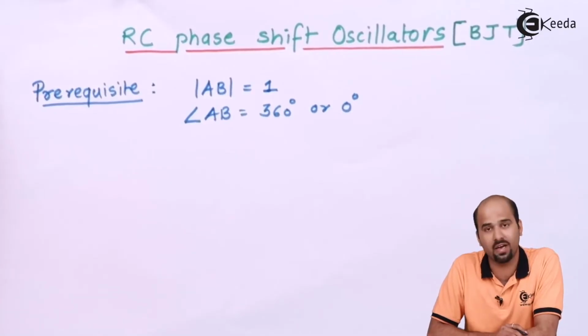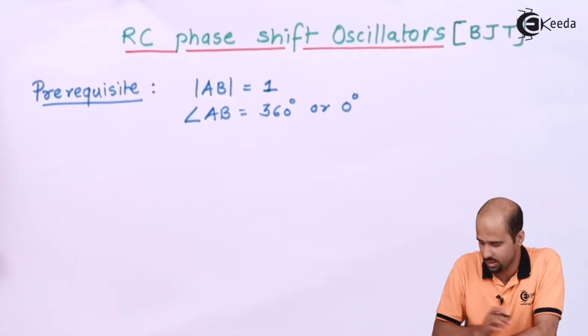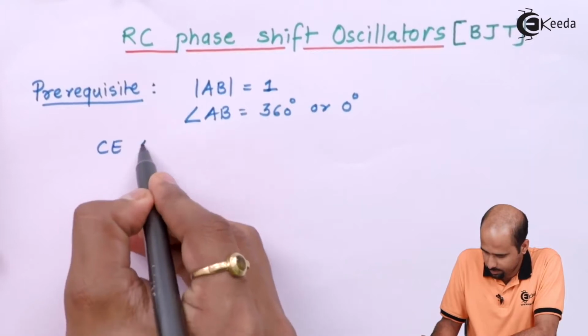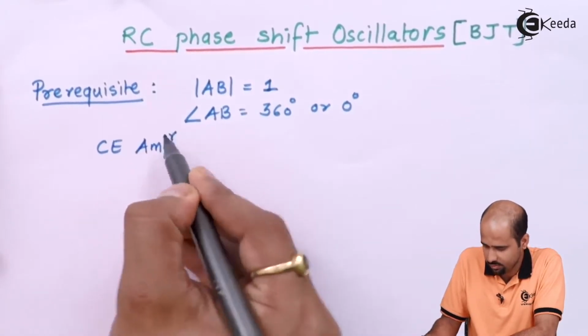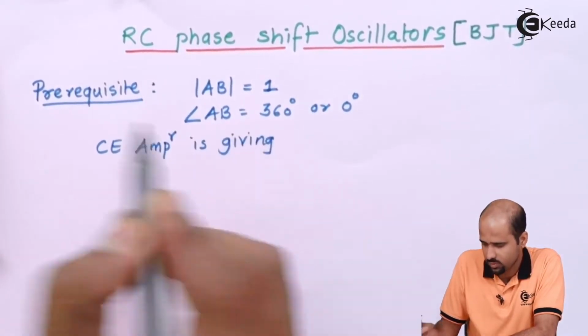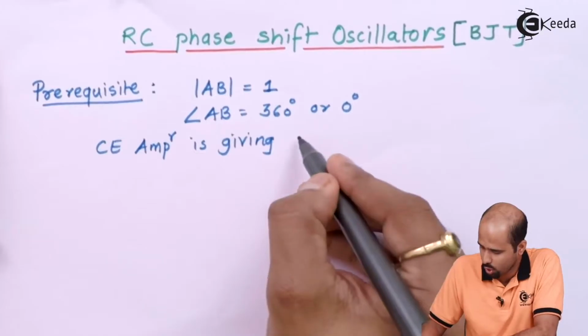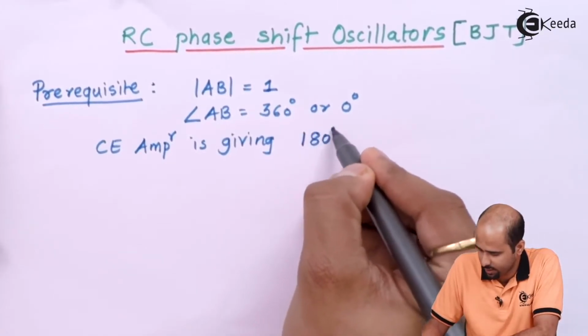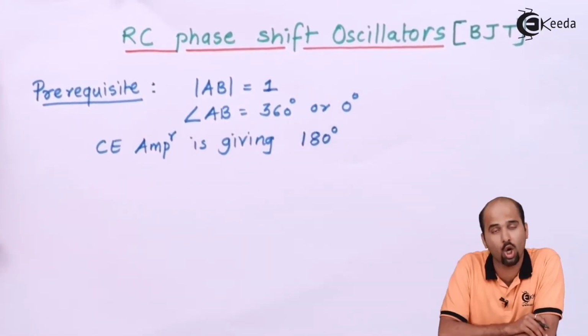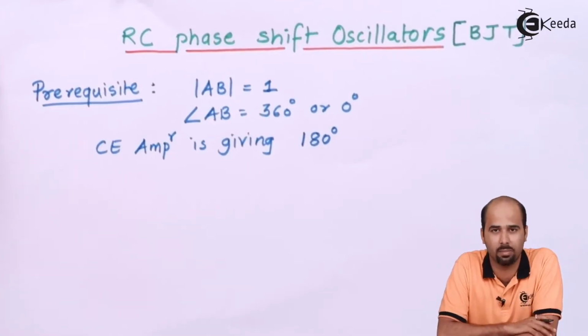As far as the CE amplifier is considered, the CE amplifier is giving how much phase shift? 180 degree phase shift, because we are getting a minus sign in the gain. So it's giving 180 degree phase shift, right? So the forward block of the complete feedback system is giving me 180 degree phase shift. So how can I achieve 0 degree phase shift or 360 degree phase shift?